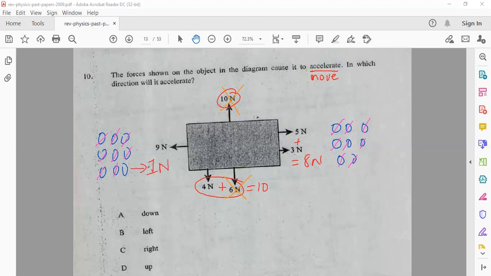And so it's going to move in that direction. Every unit of force on this side is balanced or canceled out, like the top and the bottom, canceled out by a unit of force on that side. So our answer is going to be 1 newton to the left. That's B.